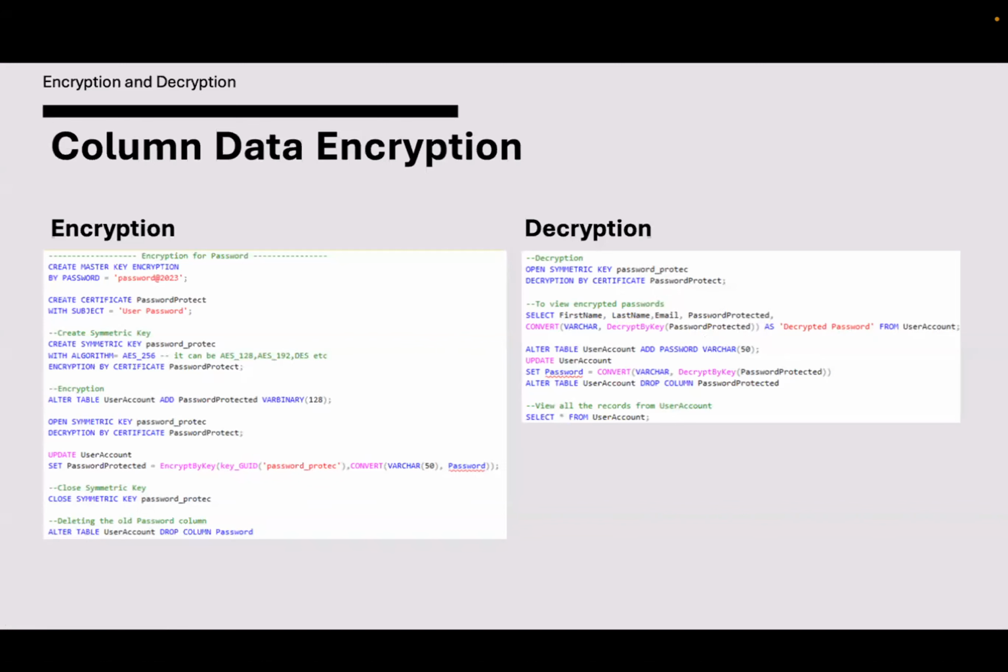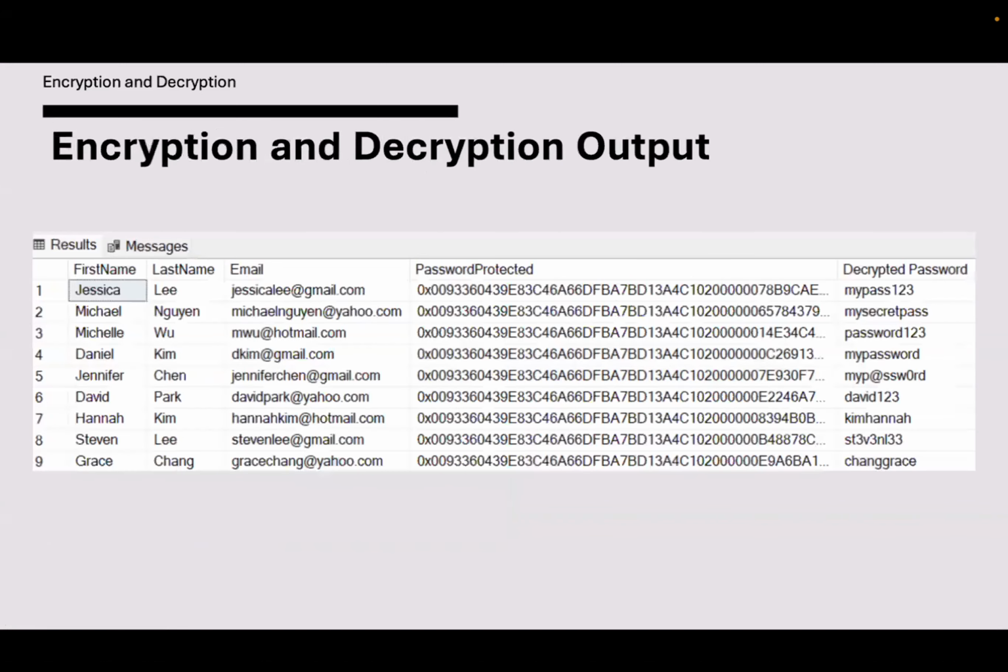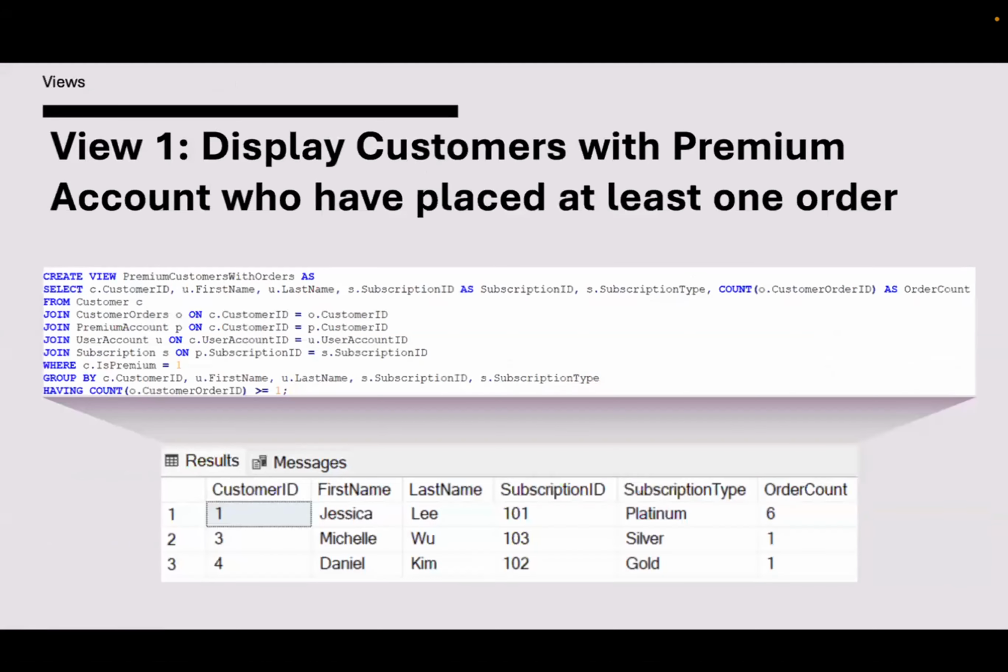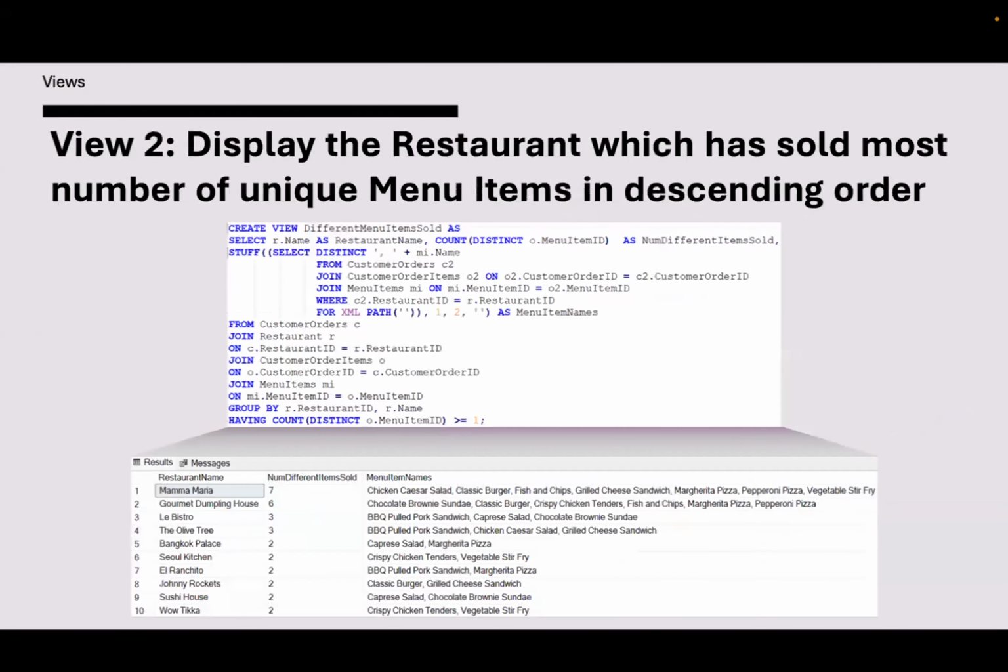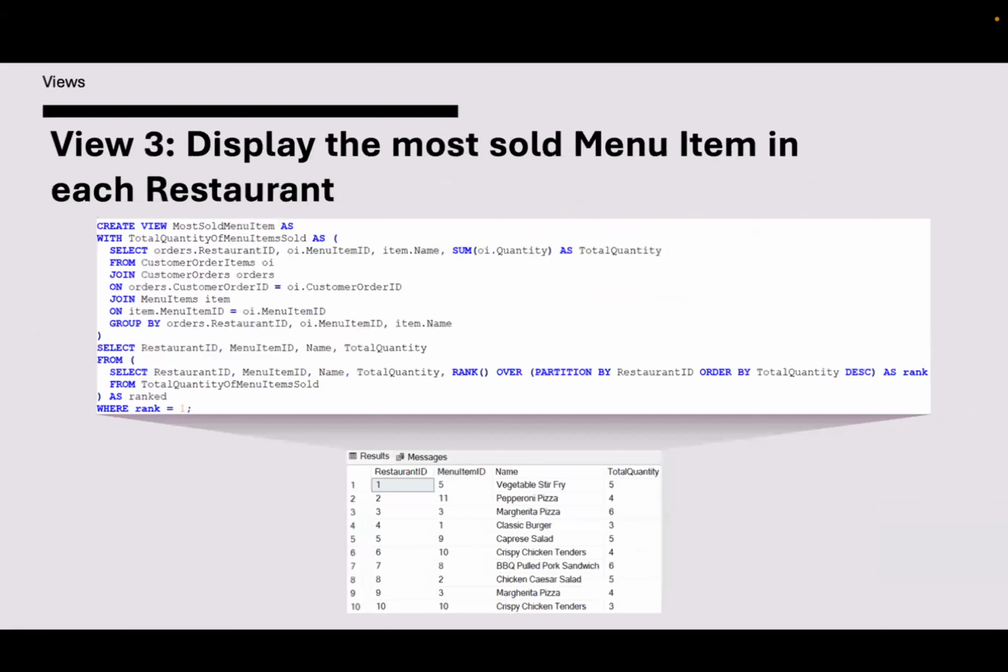When we execute a select command with a decryption function implementation, you can see both the encrypted password and the decrypted password. We have also created views. We have created 3 views for reporting. View 1 displays the customers with a premium account who have placed at least one order. View 2 displays the restaurant which has sold the most number of unique menu items in descending order. And view 3 displays the most sold menu item in each restaurant.